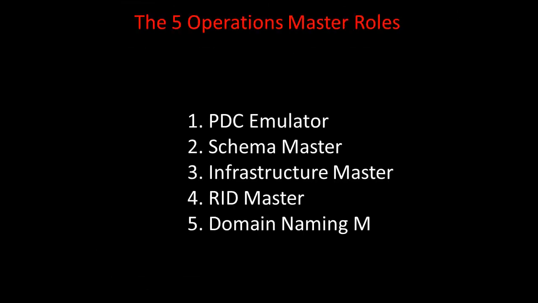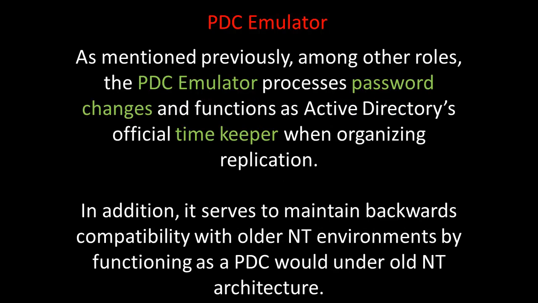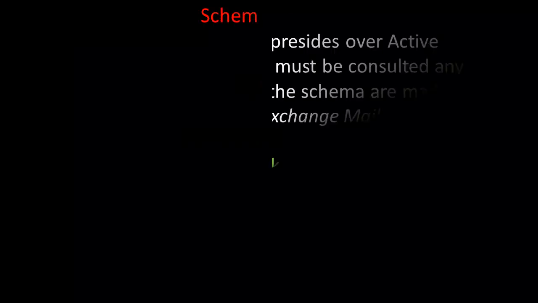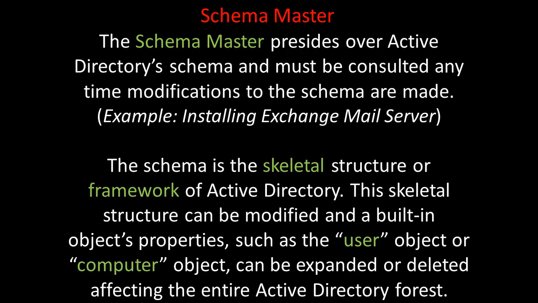There are 5 operations master roles. 1 is PDC emulator, 2 schema master, 3 infrastructure master, 4 RID master, and 5 domain naming master. The first operations master role we'll talk about is that of PDC emulator. As mentioned previously, among other roles, the PDC emulator processes password changes and functions as Active Directory's official timekeeper when organizing replication. In addition, it serves to maintain backwards compatibility with older NT environments by functioning as a PDC would under old NT architecture.